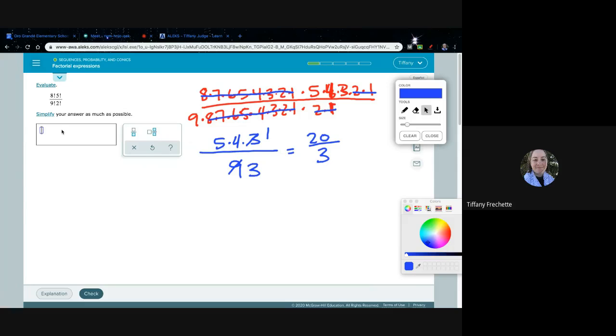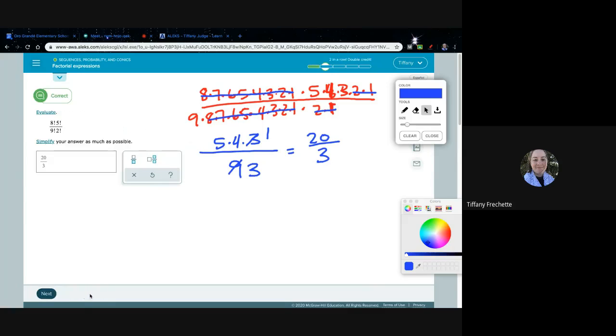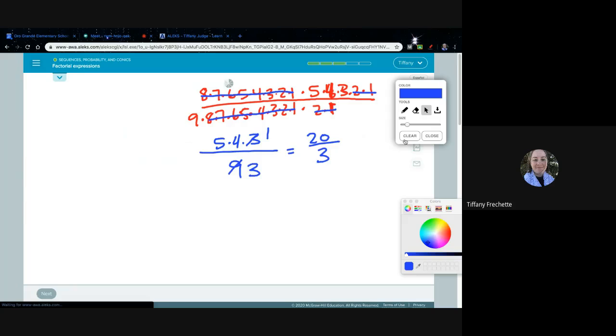Let's see. Do they want a mixed number? Oh, okay. They gave me the mixed number here, so I wasn't sure if they expected a mixed number from that one. Usually, when we've done this out of the book before, we don't normally do mixed numbers with this one. All right, so let's do one more of these.